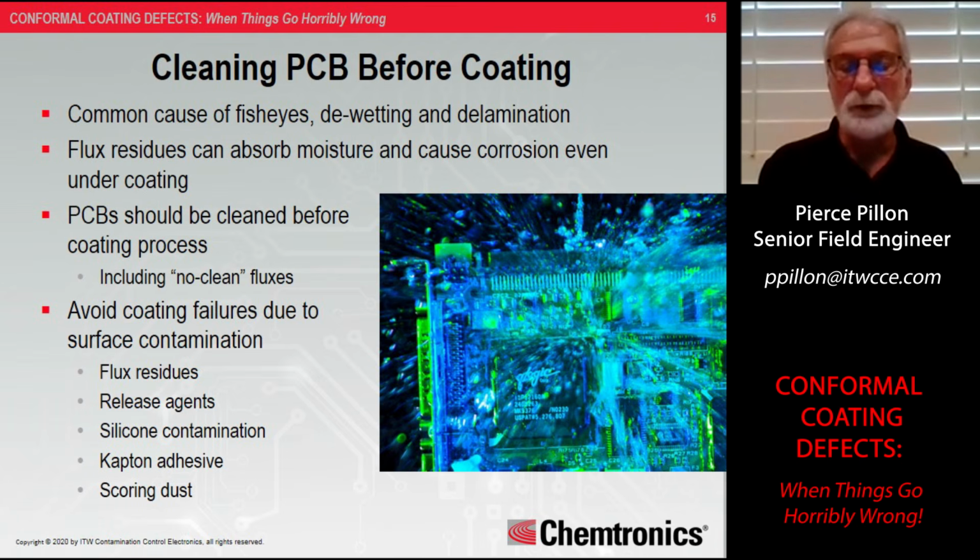And you can avoid these coating failures due to surface contamination, such as flux residues, release agents, silicone contamination, adhesive residues, scoring dust, junk from your ventilation system, whatever it may be. Anything that settles on there or is on there due to the assembly process, the soldering process, anything like that. Those are all potentials to cause problems in your coating process. So please avoid those, clean, and you'll have a whole lot less agony in your life.